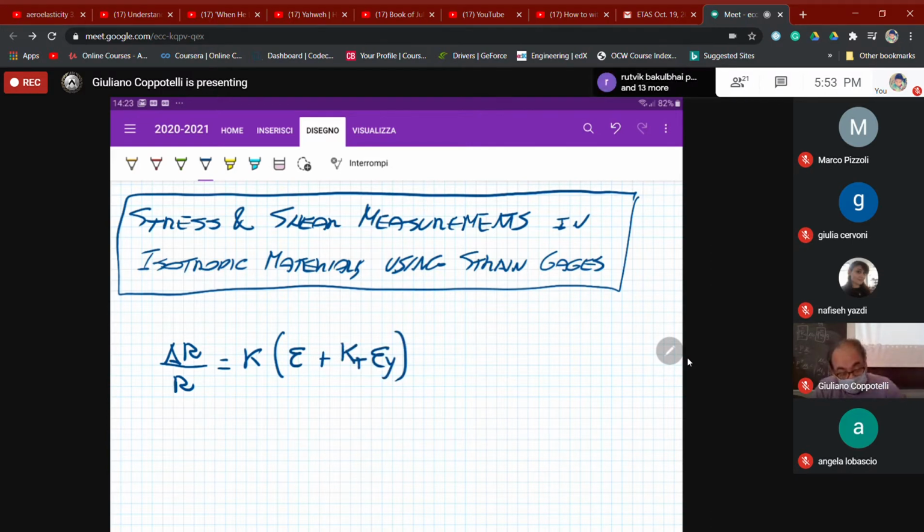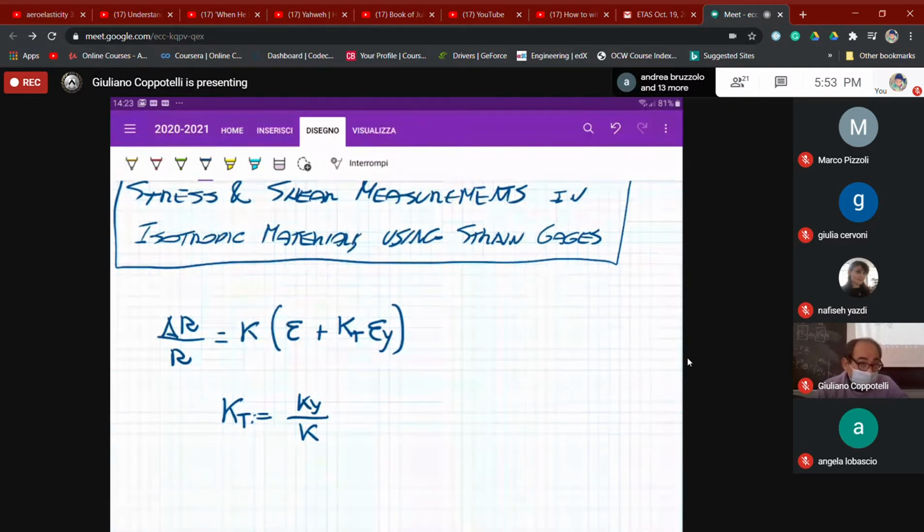in which the KT was the transfer sensitivity of the strain gauge, defined as the ratio of Ky over K, where K is the strain gauge factor, the actual one, the longitudinal one, and Ky is the transverse strain gauge factor that is referring to the calibration material. Okay. Now let me introduce the x direction as the measuring one, the natural measuring direction for the strain gauge.